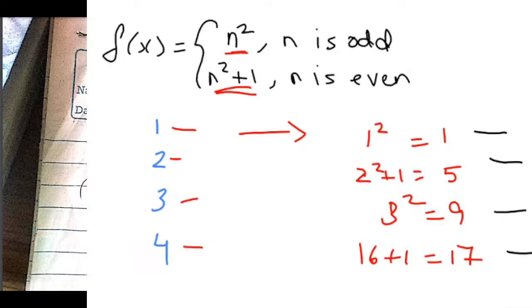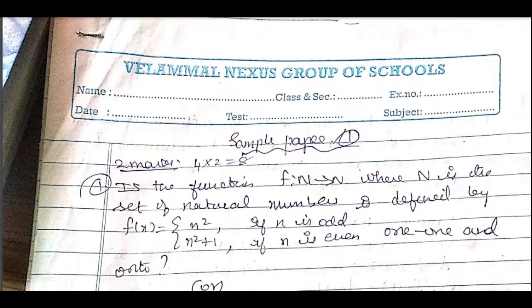So it's definitely not one-one, right? Is it onto? See, there are numbers 2, 3, 4 between 1 and 5. They are not mapped with anything. So it's also not onto. So that's this question. Okay, now let's look at the next question.